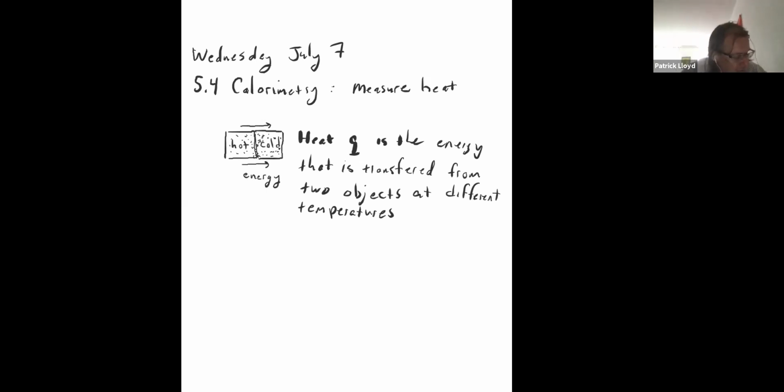In order to make it go the other way around, you have to use a heat pump. You have to essentially use an air conditioner or a refrigerator. So you have to use energy to make it go the other direction. But in general, the spontaneous or the natural course of events is that the energy flows from the hot to the cold. Okay, so that's called heat.